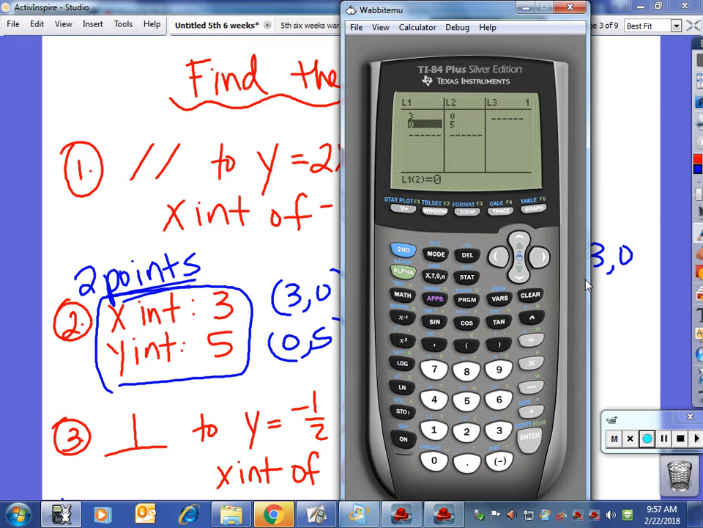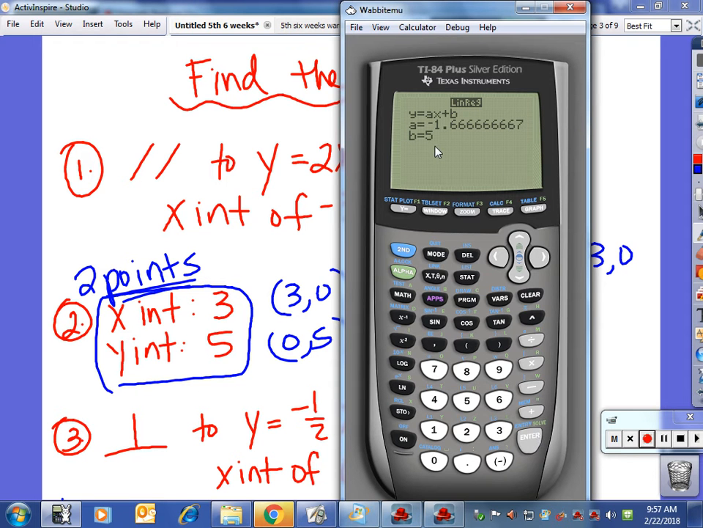Then what? Stat, Calculate, and this is all about lines. We're doing lines right now. Plus, let me just tell you guys, 2 points is never enough to find any kind of other equation. This has got to be linear. And then look what it tells me.